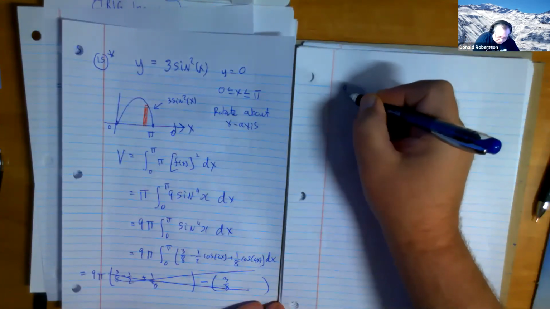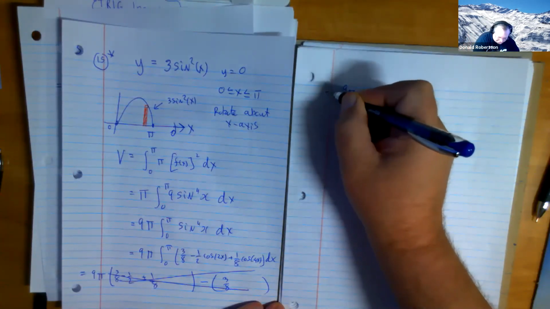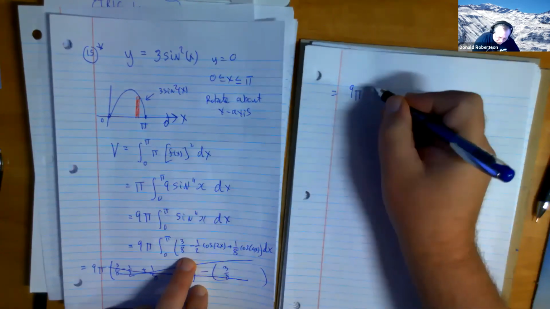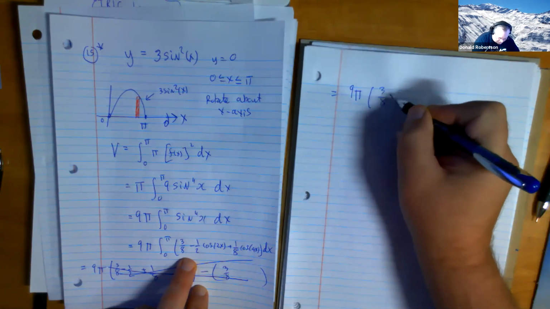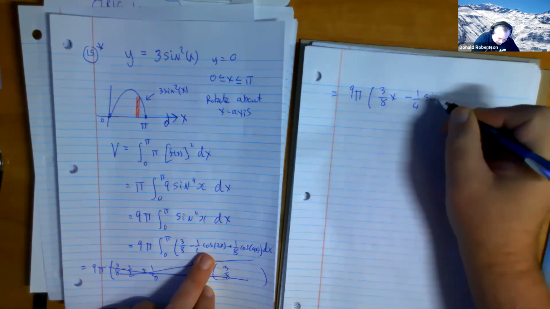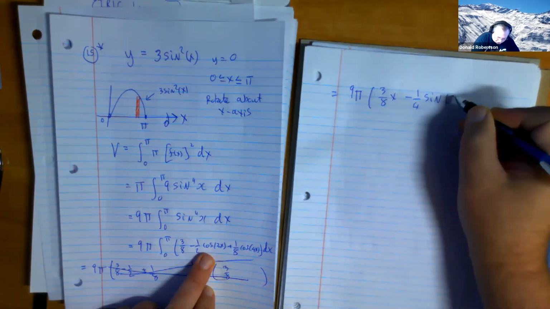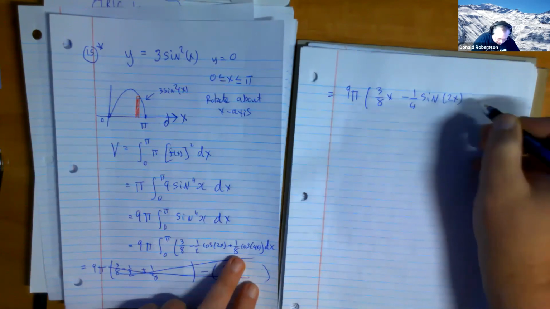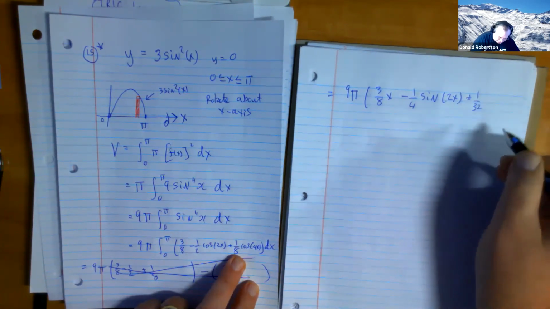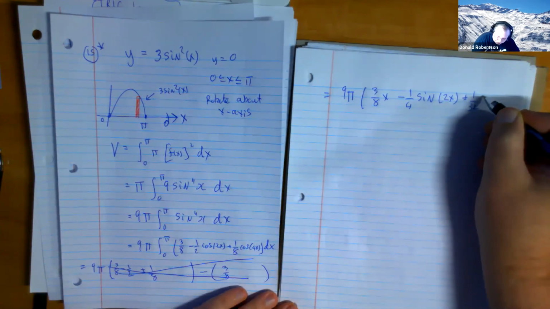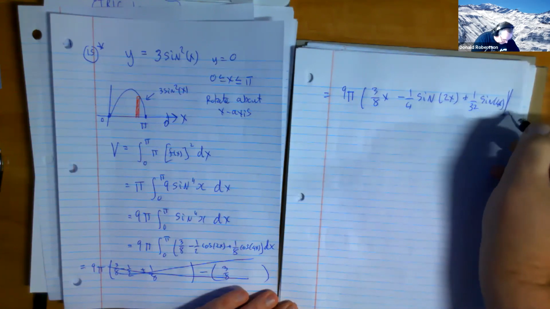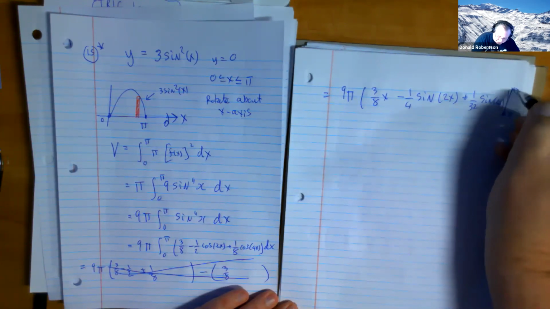Here it goes. It's 9 pi, antiderivative. Right, so the antiderivative of this guy is 3x, take away 1/4 the sine of 2x, add 1/32, and the cosine, that becomes the sine of 4x. There we go.